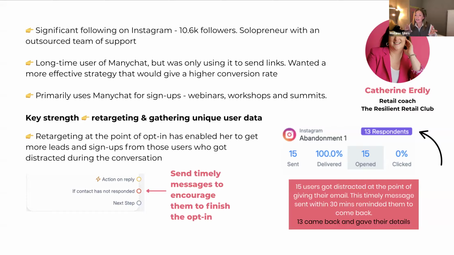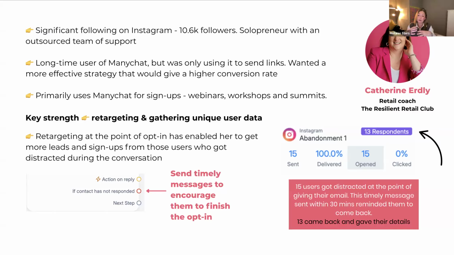But people do get distracted. The dog starts barking, Amazon's at the front door, the child has fallen over. 101 reasons why people get distracted. I think Mike Yan said something in his summit that our attention spans are something like 8.2 seconds now, shorter than a goldfish. So the more that we can do to get them back, to encourage them back into completing our flows, is super, super important. So as part of the opt-in box, building out retargeting or abandonment sequences using "if contact has not responded", I highly recommend you explore that and use that.